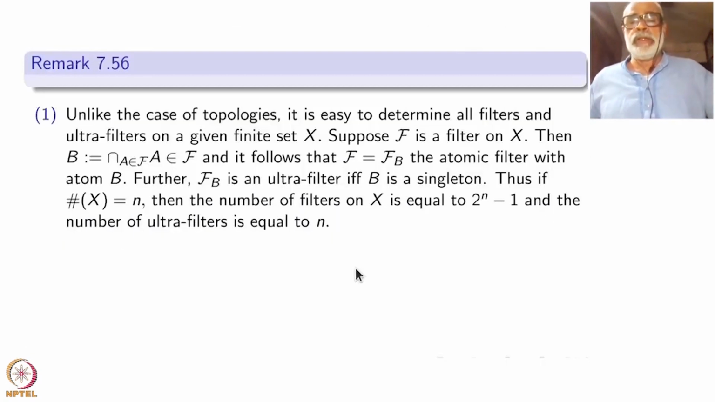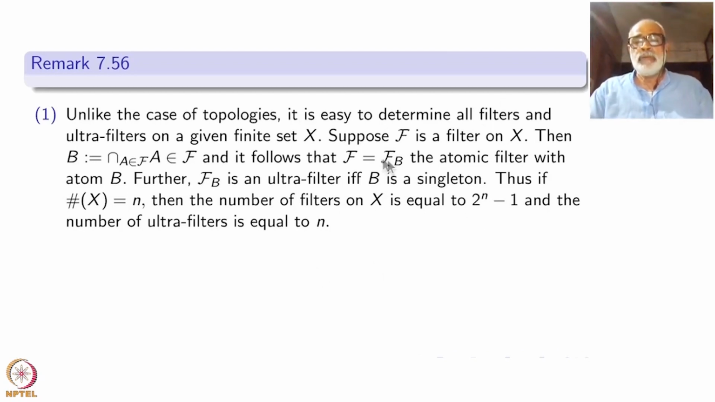Unlike the case of topologies, it is easy to determine all filters and ultrafilters on a given finite set. You might have known that the study of finite topologies is indeed not a part of point-set topology as such. It is maybe number theory, combinatorics, all sorts of things are there. It is quite a different flavor. As far as topologies are concerned, to some extent it provides some counterexamples, that's all. Beyond that, topologists don't use it much. But the problems are there, and it is easy to find problems, but difficult to find solutions here, of course.